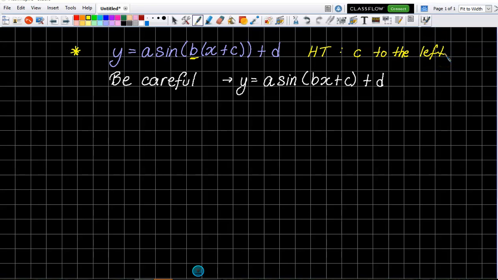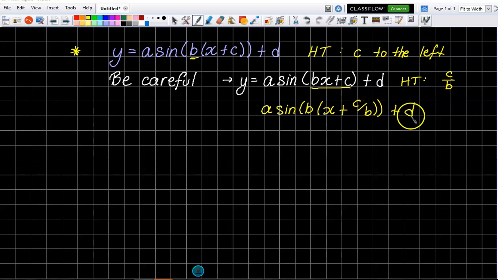And what is your horizontal translation here? Still C? No, it is not, because of where your brackets are situated. So this is where you do have to be really careful. So here, will it shock you to discover that your horizontal translation would be C on B? Because if I was to rewrite this, is this the same thing? Sine B times x plus C on B.